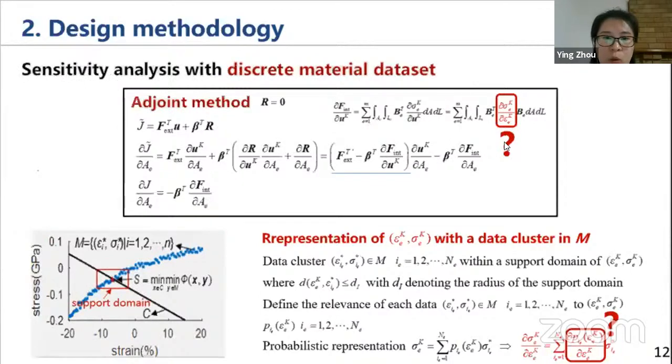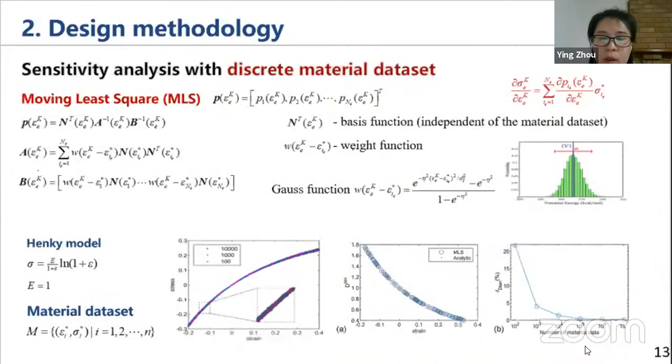To this end, we represent the stress with a data cluster around it. Similarly, each point in the cluster is assigned a probability function. So the derivative calculation is transformed into calculating the derivative of the probability function. In this work, we choose the moving least square function as the probability. And the derivative calculation is validated with a noisy data set.